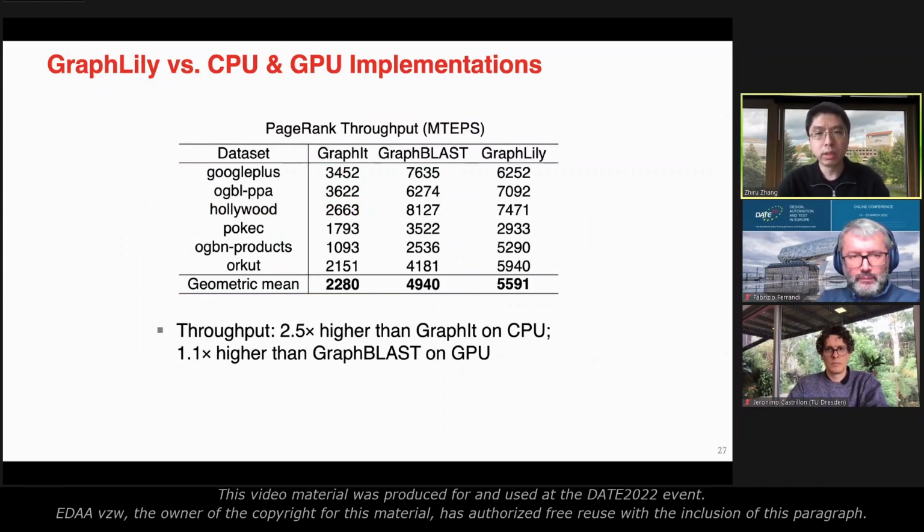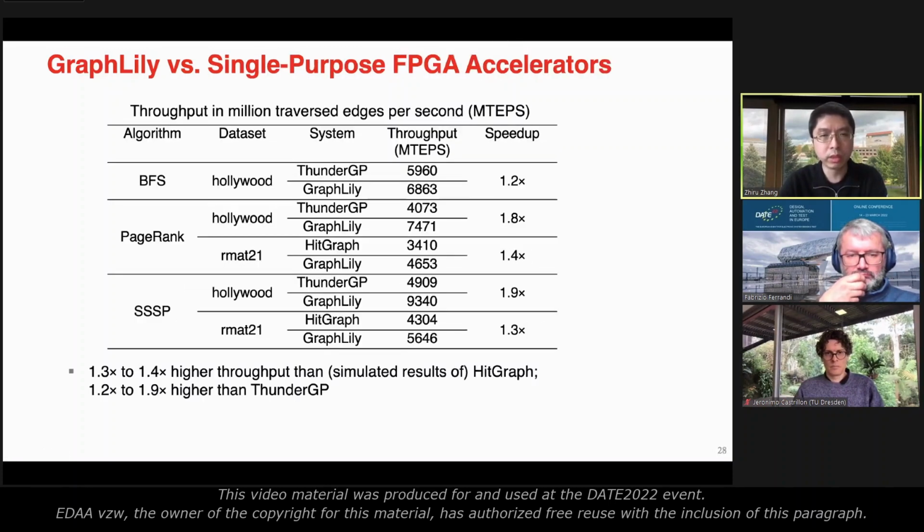Again, some results. Compared to GraphIt, one of the more recent and popular frameworks for graph processing on CPUs, with GraphLily we can get a 2.5x speedup. Compared to GraphBLAST, also a graph linear algebra formulation, we also get higher performance on GPU. This is PageRank. There are more results on BFS and shortest path, so feel free to check out the paper. We also have results comparing with other single-purpose accelerators. The good news is that we are actually more performant, and we also don't have the overhead of reconfiguration.